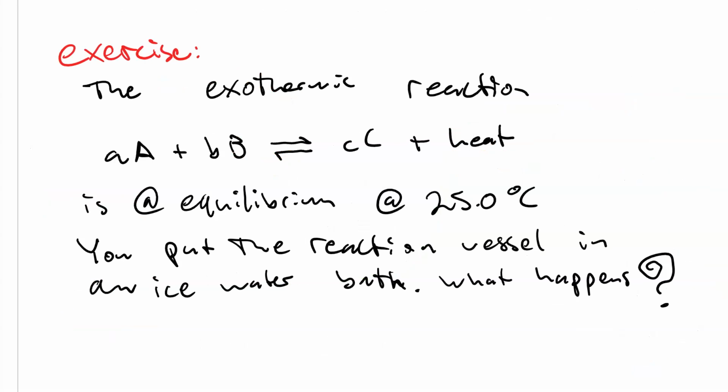So here's an exercise. We have an exothermic reaction. A moles of A plus B moles of B yields C moles of C plus heat. And it's at equilibrium at 25 degrees Celsius. So then you put the reaction vessel in an ice water bath. What happens? In other words, what happens to the concentration of everything? Pause the video and work. Then unpause to see my answer.